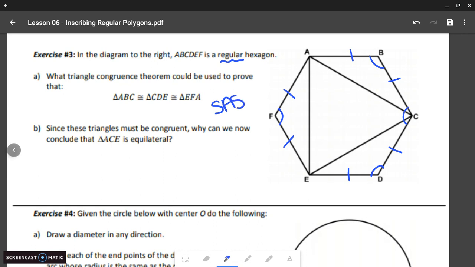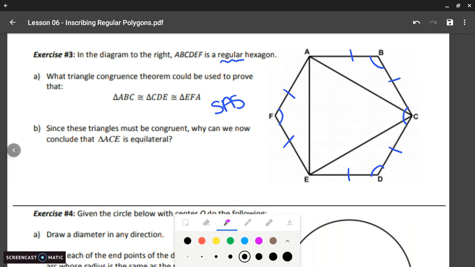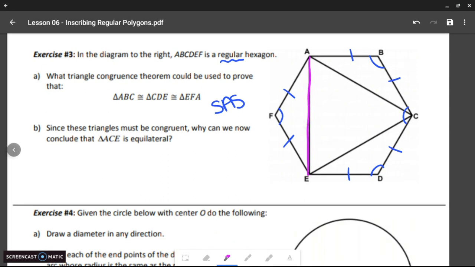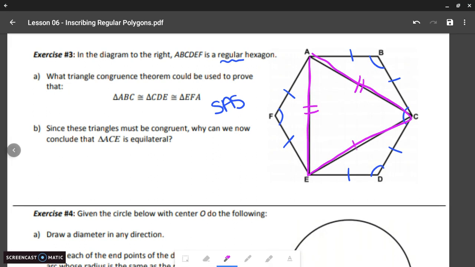Since these triangles are congruent, we know that ACE, the inside triangle, is an equilateral triangle, because by CPCTC, we would have those sides congruent, and a three-sided shape with all congruent sides has to be an equilateral triangle. Again, it can be referred to as a regular triangle, but we know that the term equilateral means the same thing. So I would just write in here CPCTC to get these three sides.